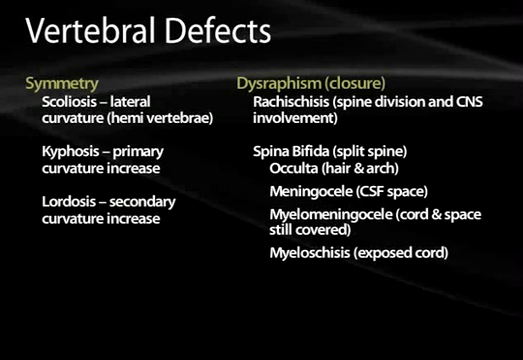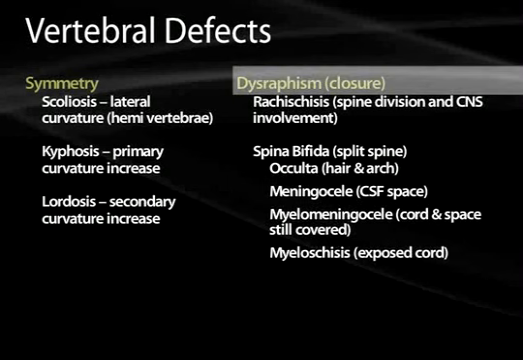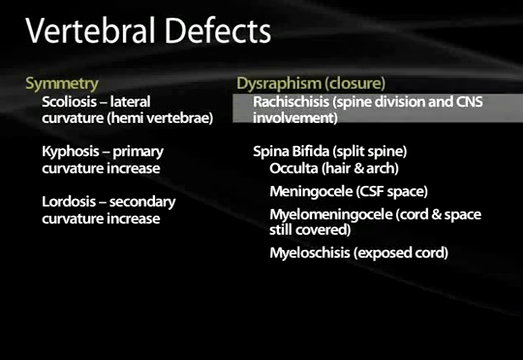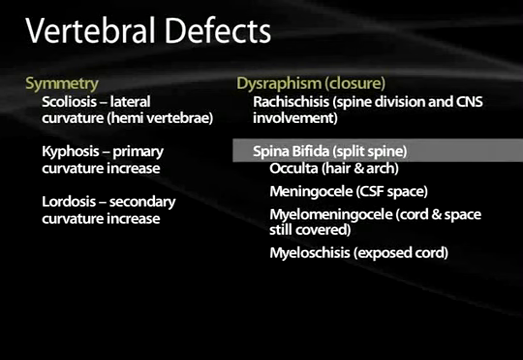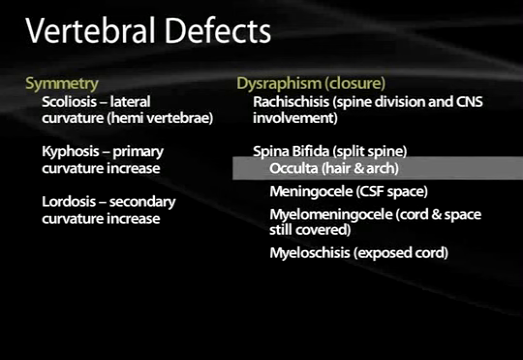We talked about all of the closure issues with dysraphism. This includes the rachischisis, the spine division, and this usually involves the CNS. We've talked about the spina bifida, which translates to mean split spine, with the occulta giving us the hair and the arch problems, but the overall general repairability of that. Then they start getting worse as the names get longer.